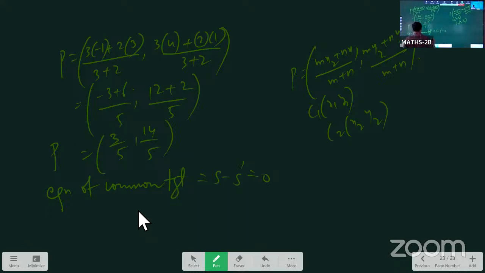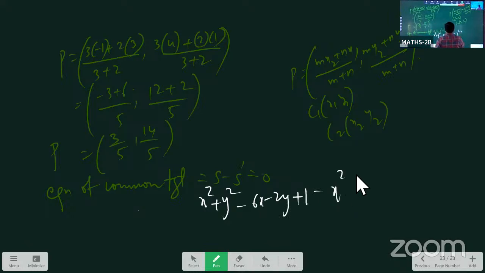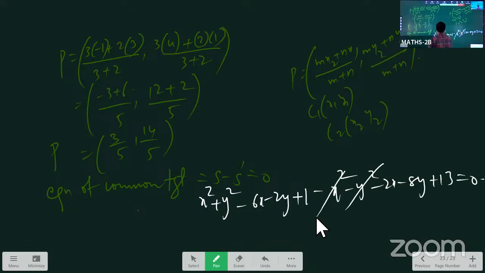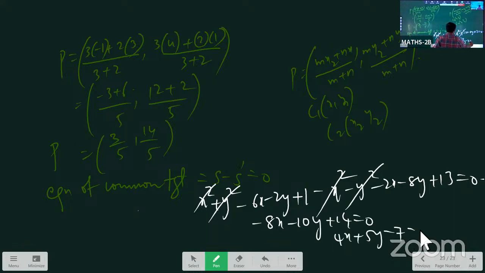Okay. What is S? Your first circle, S minus S dash. So first circle, x square plus y square minus 6x minus 2y plus 1, minus x square plus y square minus 2x minus 8y plus 13 equal to 0. Now these two get cancelled, and what I am going to get is minus 8x minus 10y plus 14. On simplifying, I am going to get 4x plus 5y minus 7. Take minus 2 common. Oh, sorry.